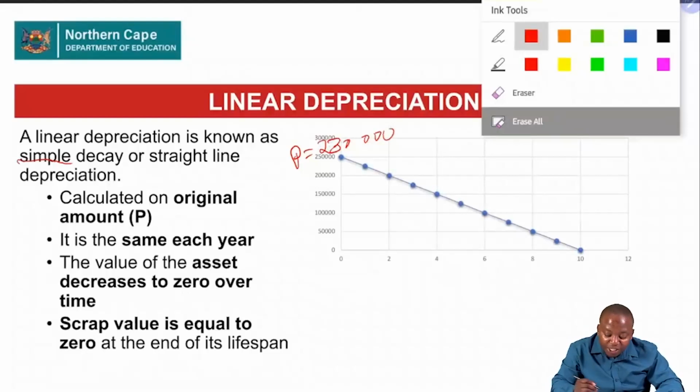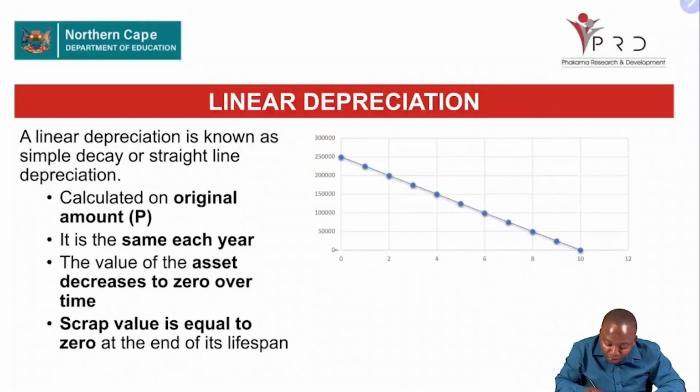Why straight line? Because the depreciation is the same throughout. If you check from 0 to 2 years, we can check those 2 points there. From that point to that point, it has depreciated from 250,000 to 200,000. So the depreciation there is 50,000. When you proceed and check again between 2 and 4 years, the difference is from 200,000 to 150,000. It is still 50,000. So it depreciates by the same amount each and every year.